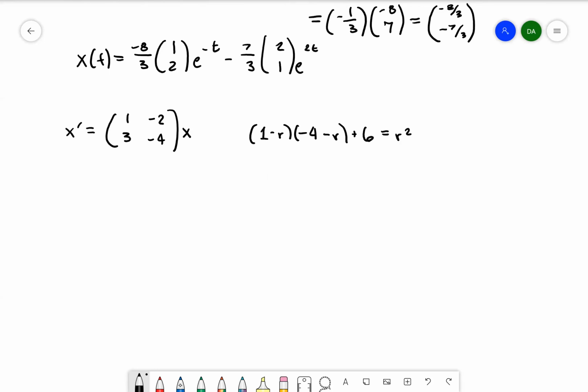R squared. Let's see, we have 4r minus 1r, 3r, and then negative 4 plus 6. So that's plus 2. And again, we have a quadratic that factors really easily. So this will be (r plus 1)(r plus 2). When we set this equal to 0, we get that r is either negative 1 or negative 2.